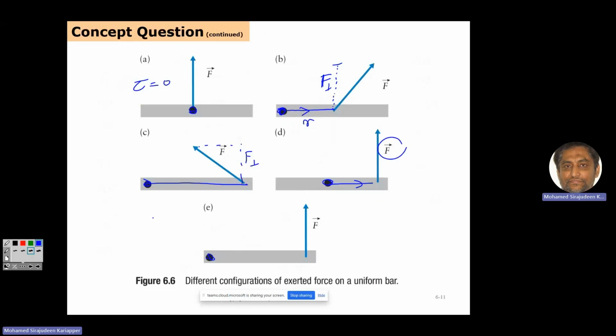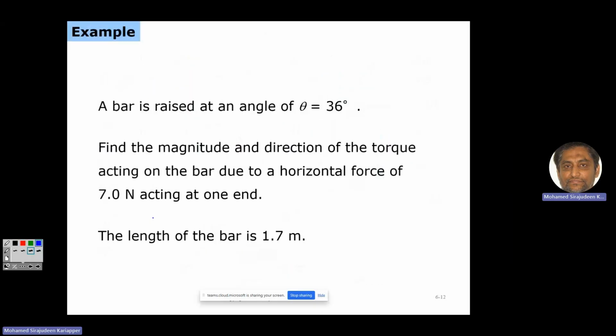But let's go to this. We need only the greatest. Obviously, this is big and this is the whole thing. So E is the greatest. That's easy to answer.